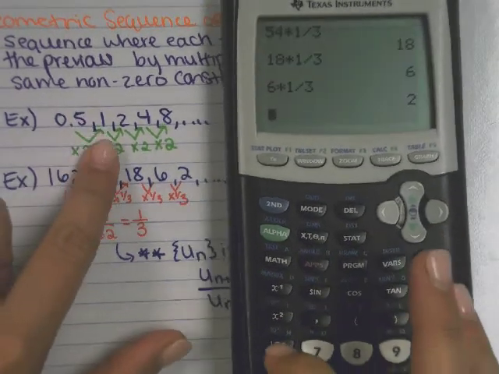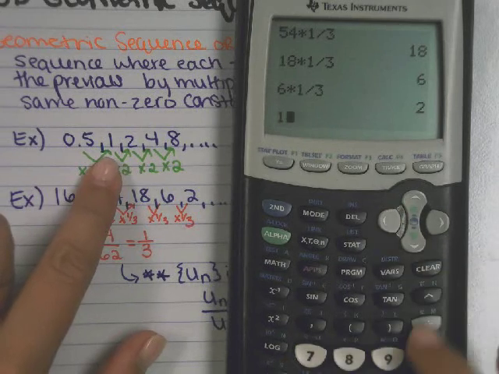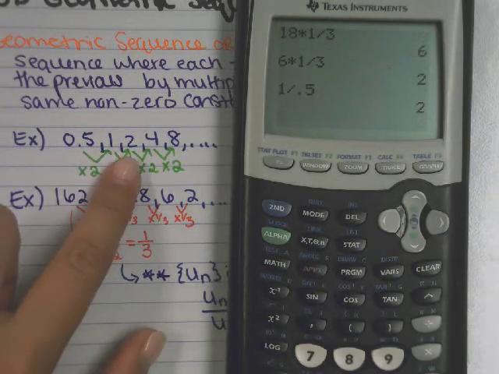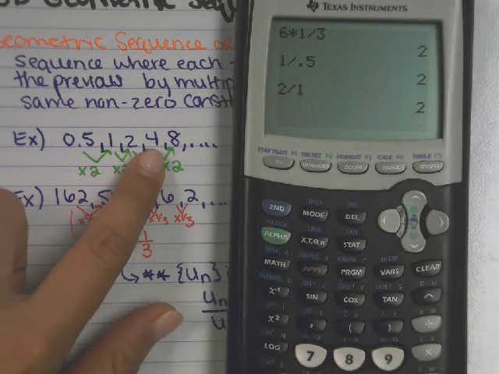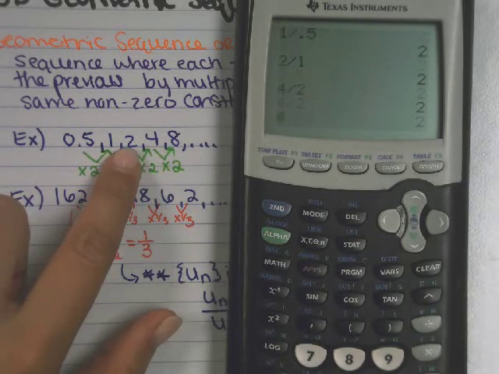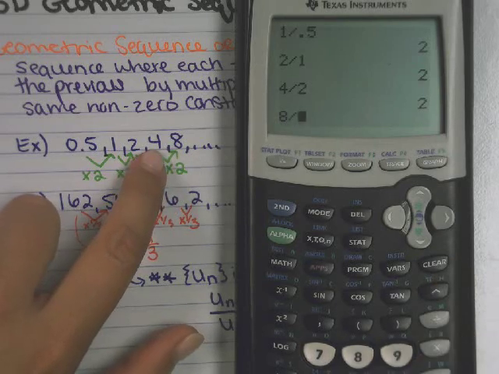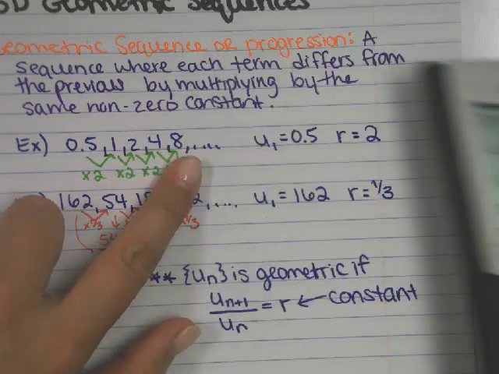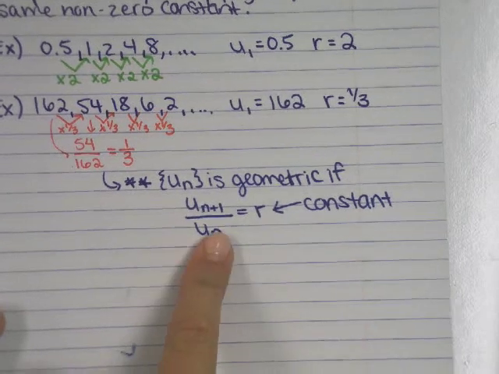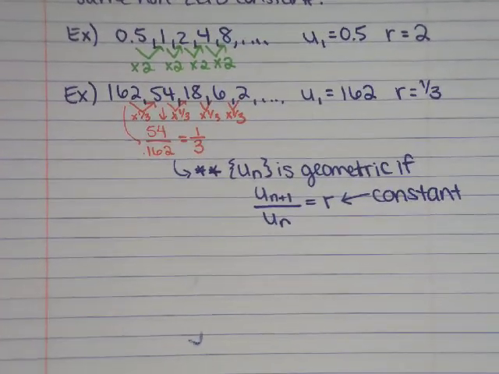it's geometric. So, like, I'll go back to 1. 1 divided by 0.5 is 2. 2 divided by 1 is 2. 4 divided by 2 is 2. 8 divided by 4 is also 2. So that's that common ratio throughout. If you can do that, then you know you have a geometric sequence.